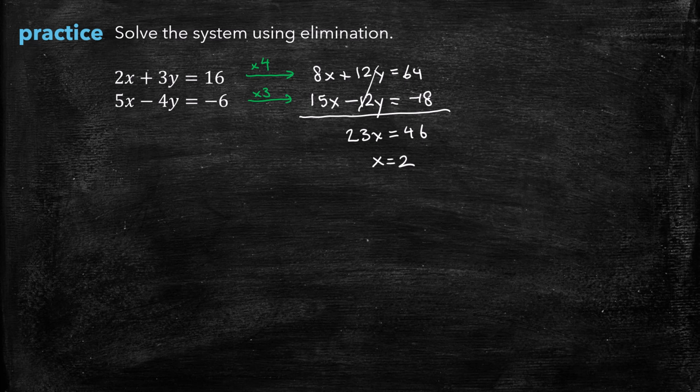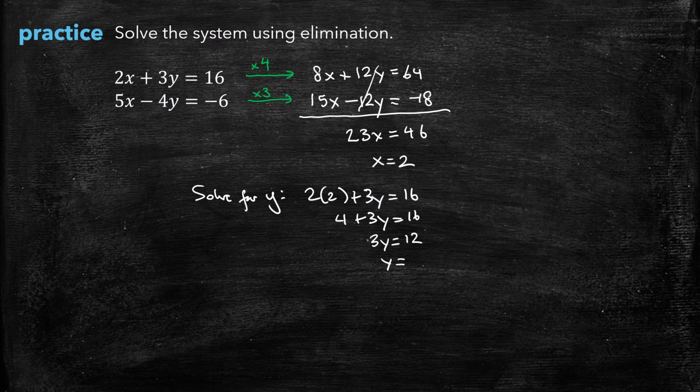And now we take x equals 2 and plug it into one of the equations to solve for y. Maybe I'll just use the first equation. So 2 times 2 plus 3y equals 16. So 4 plus 3y equals 16. 3y equals 12, and y comes out to equal 4. So we think that our answer is 2, 4 to that system of equations.